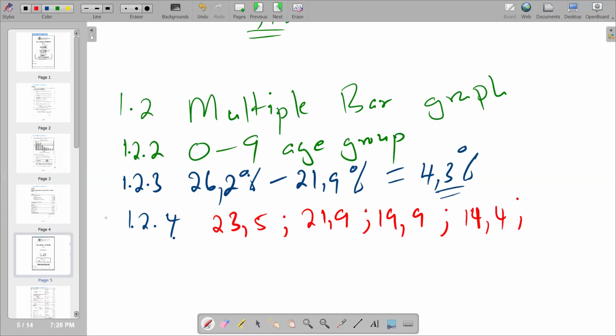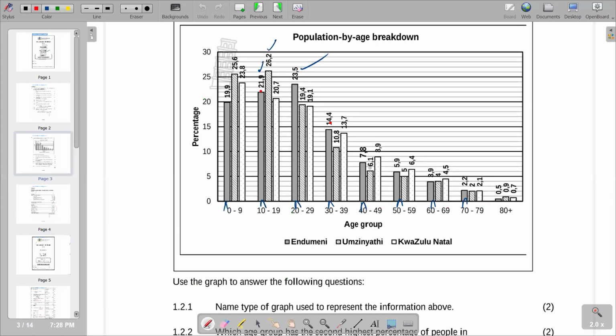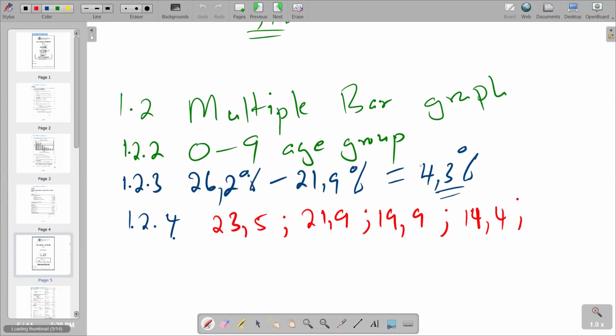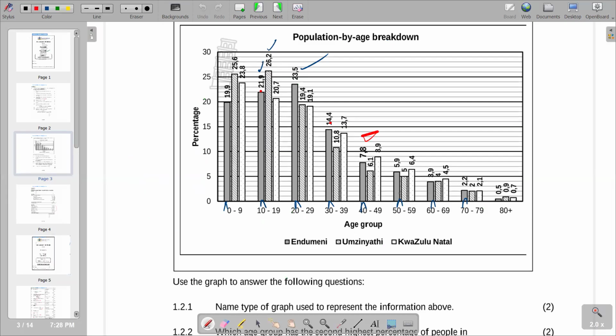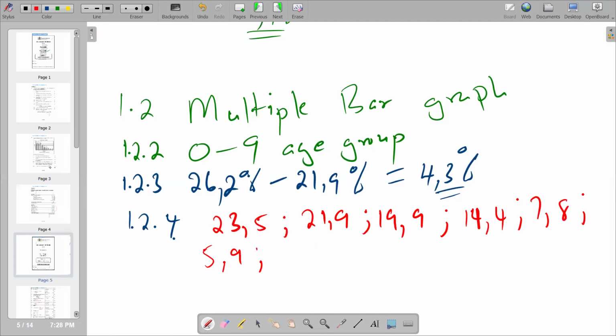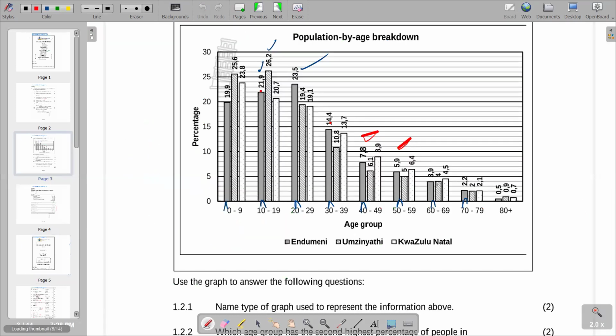Then from 14.4, we check the next one. We have a 7.8 here, so we can just present it as 7.8. From 7.8, obviously we are going down. We have got 5.9 here. And from 5.9, obviously we are on this one where we have 3.9.